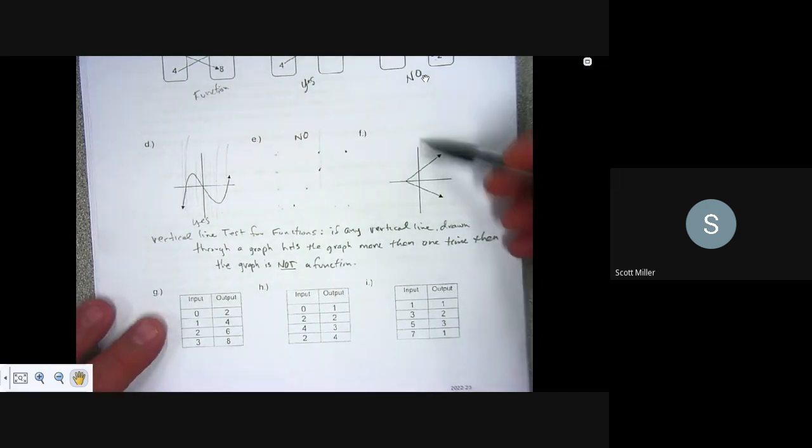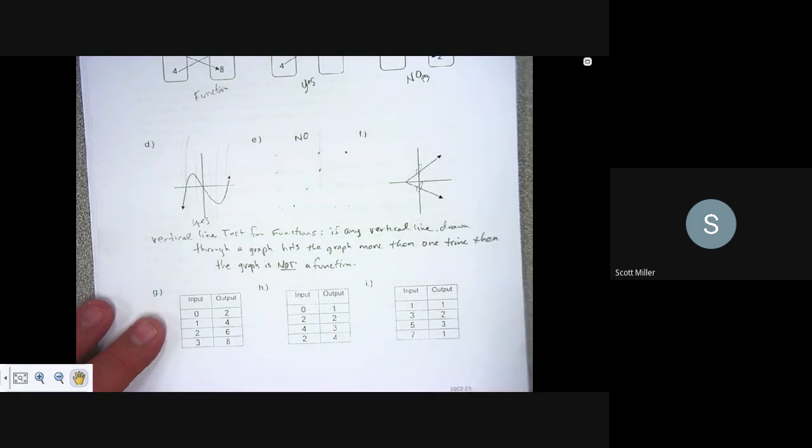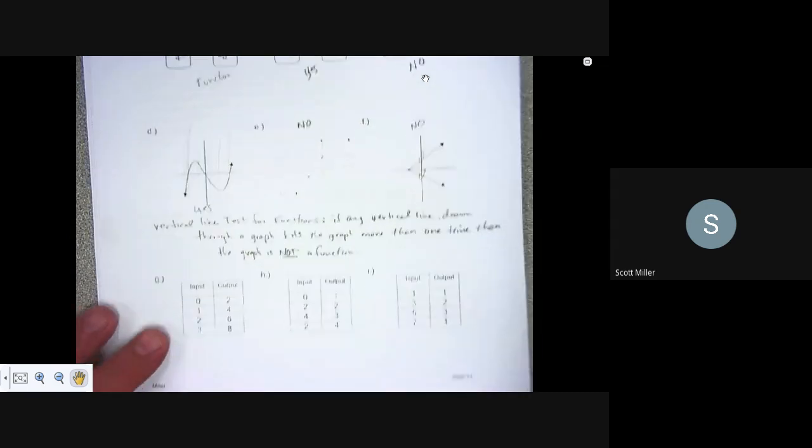What about this last one over here, F? Well, there's a vertical line right there, and you can see clearly that it hits the graph 2 times. So this one fails also. So this one is a no. So that's the vertical line test for graphs.